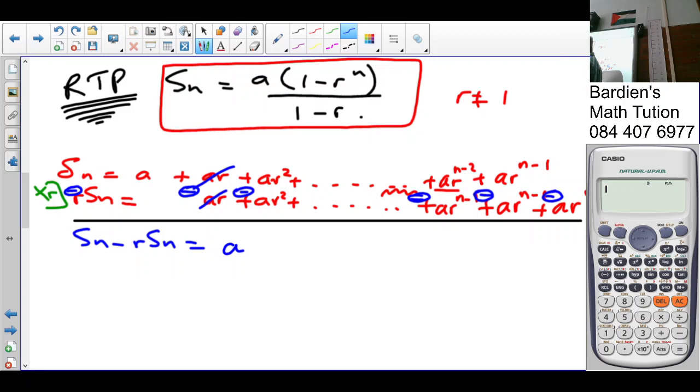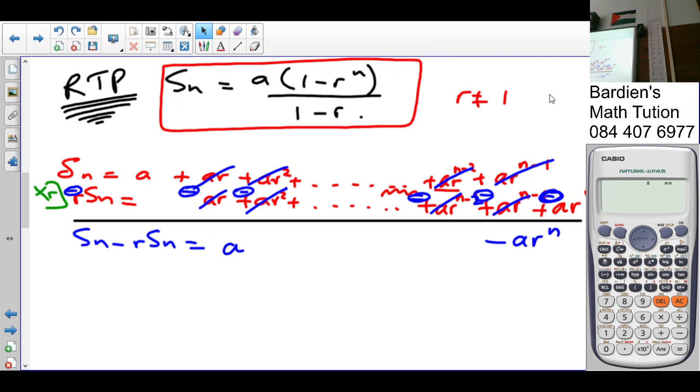AR squared minus AR squared? Gone. AR^(n-2) minus AR^(n-2) cancel. AR^(n-1) with AR^(n-1), gone. So what are we left with? Minus AR^n. So there's the minus. Hang on.